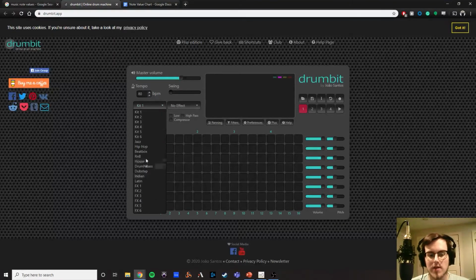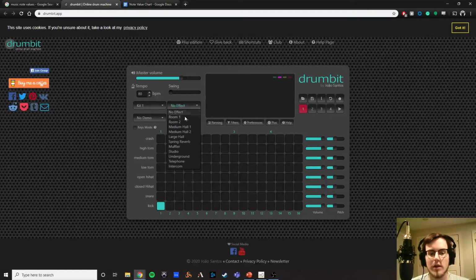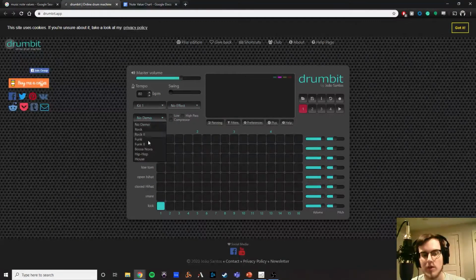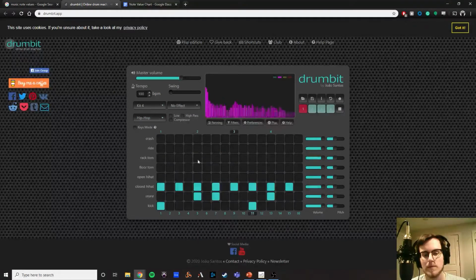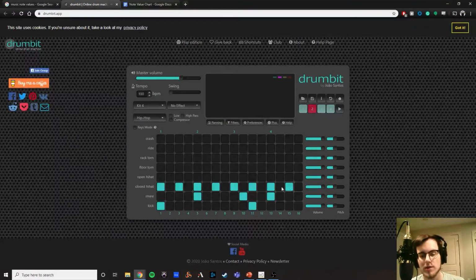Kit lets you change the sounds that they're playing with. Effects lets you do reverbs and stuff like that. That can be fun to play with. And the demo is nice. This loads in sample beats, so you can start visualizing what a beat actually looks like in the drum machine, which is important. Keys mode lets you play it with a keyboard, but for now I'll just be clicking everything in because it's easier to see.